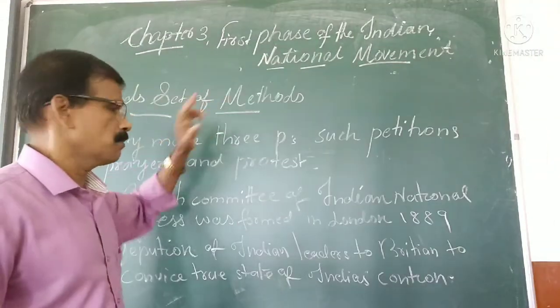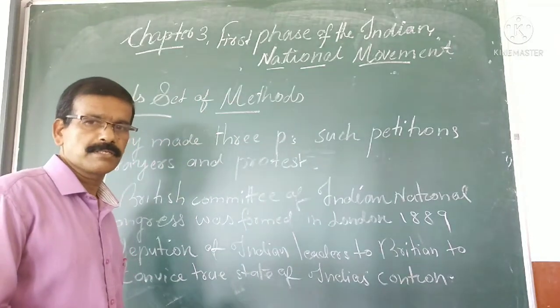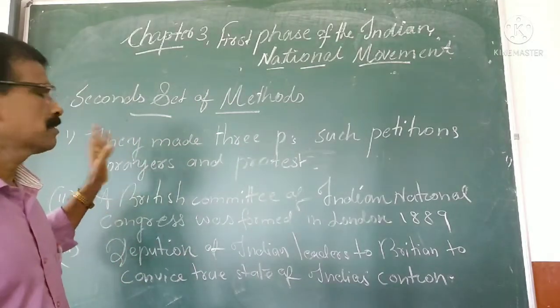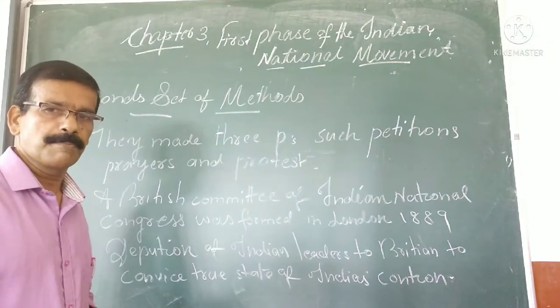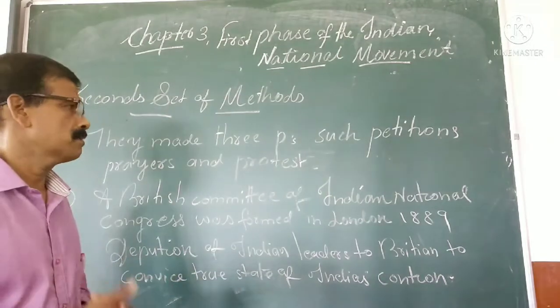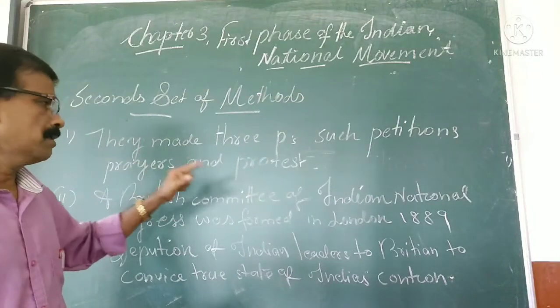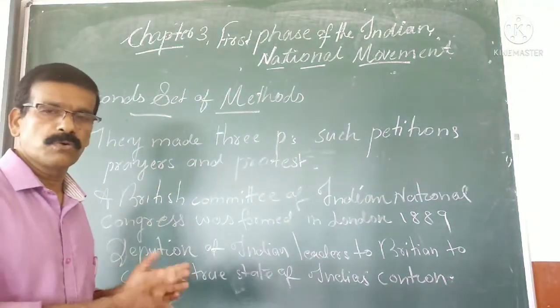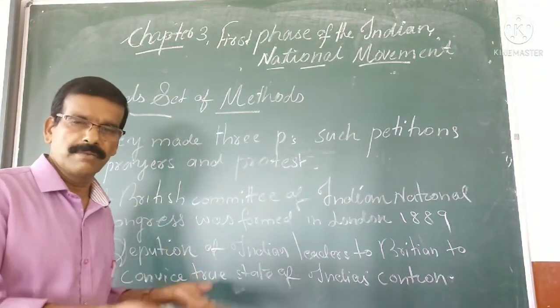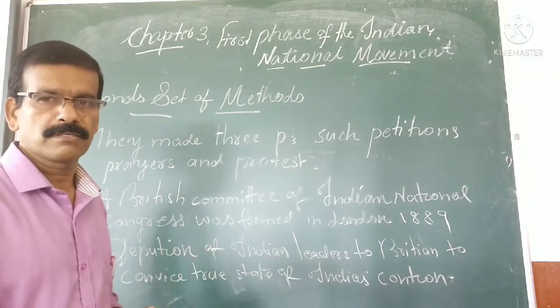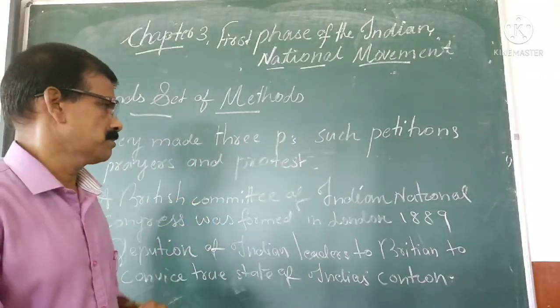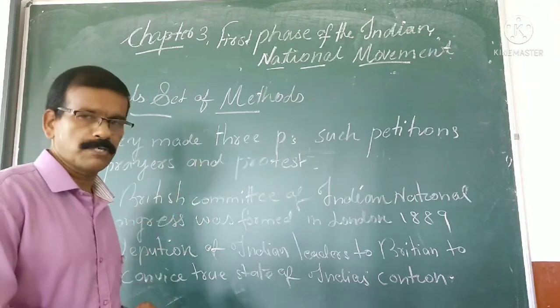What are the second set of methods used by the early nationalists? The first is that they made use of the three P's. The three P's are petitions, prayers and protest. It means that in order to achieve their demands from the British, they followed these methods: petitions, prayers and protest.